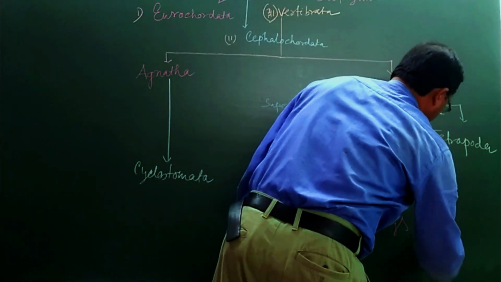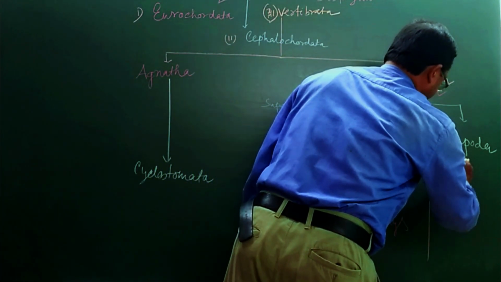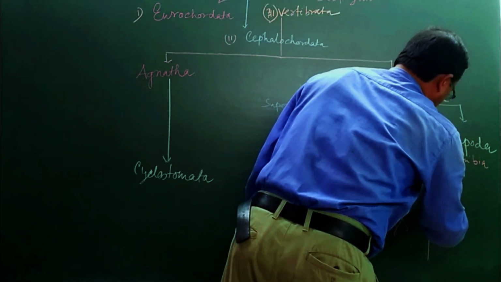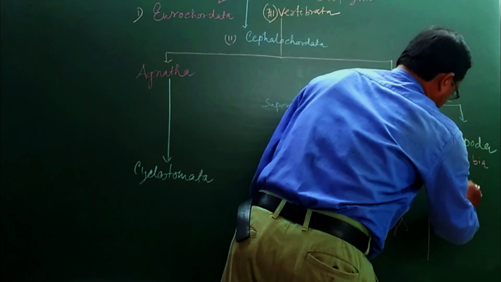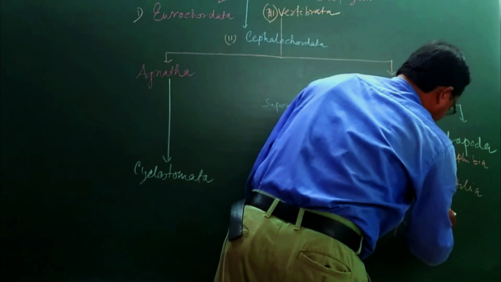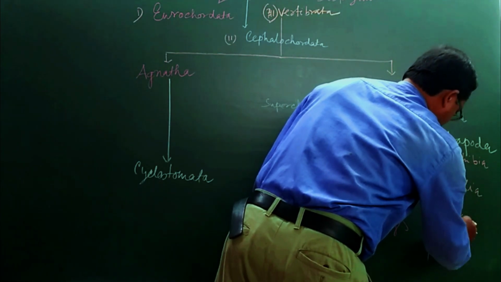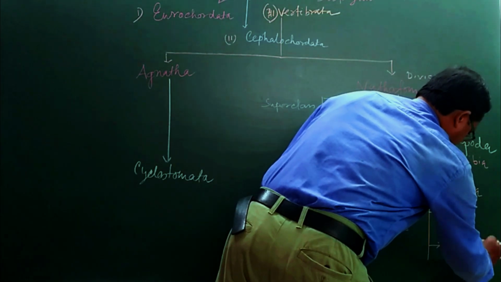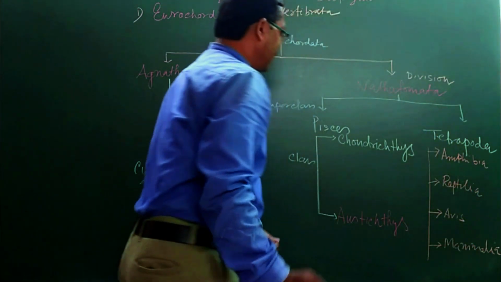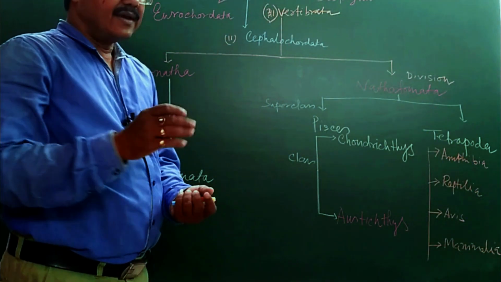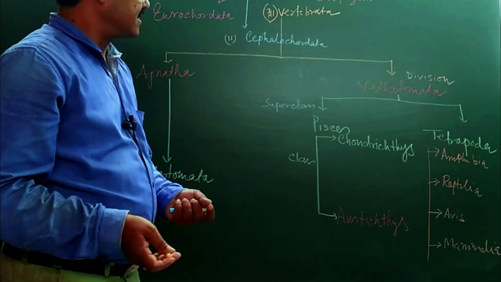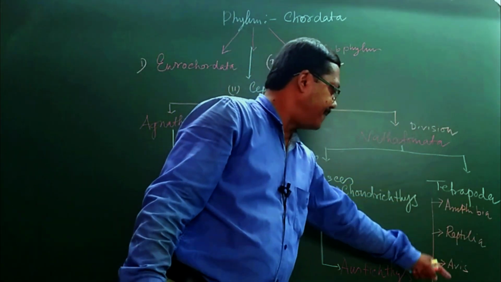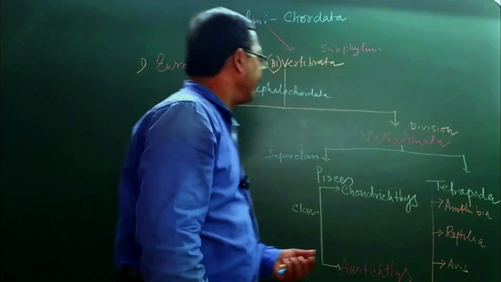These are amphibia, reptilia, aves, and mammalia. These are the four classes. In the next class, we will discuss the different salient features of amphibia, reptilia, aves and mammalia separately.